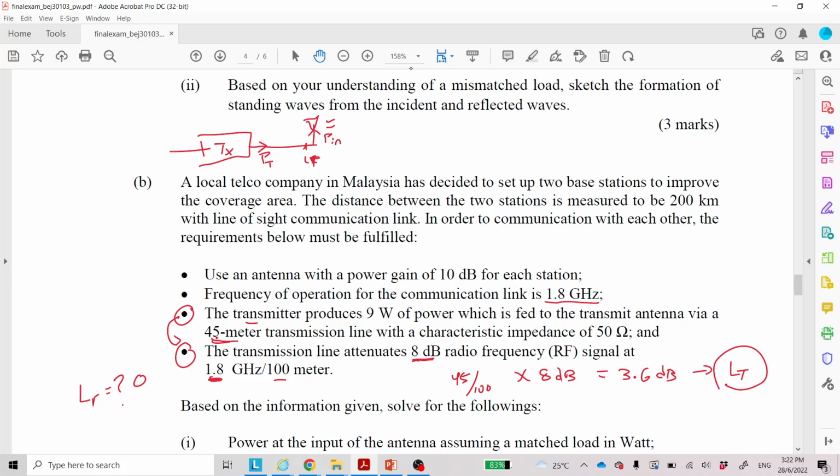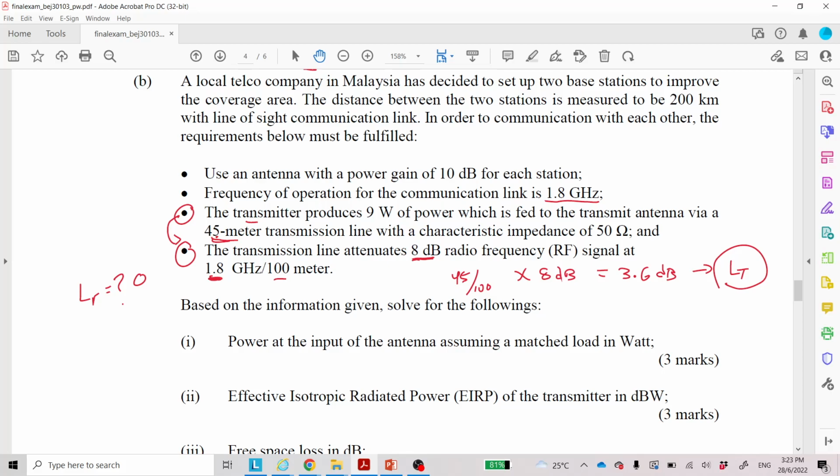So if it is a matched transmission line, that means there's no return path. There's no reflected wave. So that means there are no other losses other than the attenuation in the transmission line. In this case only LT will attenuate the signal.